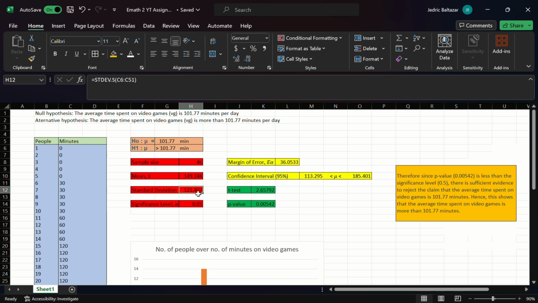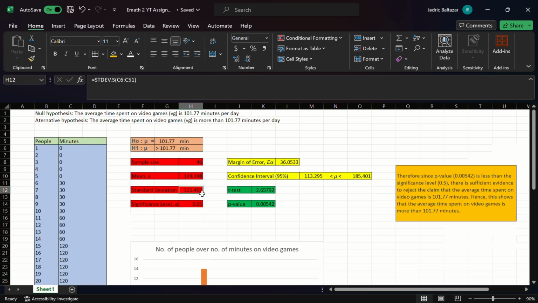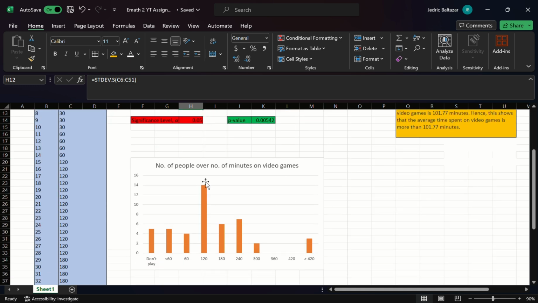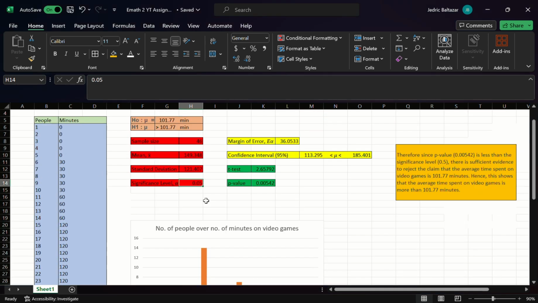Now to find standard deviation of my sample, I simply use the Excel formula stdev.s followed by cell C6 to cell C51 again to find the standard deviation. If you don't know what standard deviation is, it basically tells you how spread out your values are in your data. For significance level, we are told that it should be within 5% of the population mean.